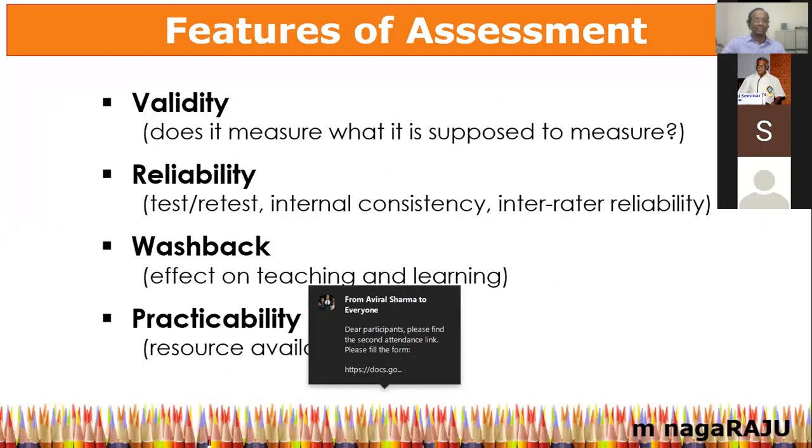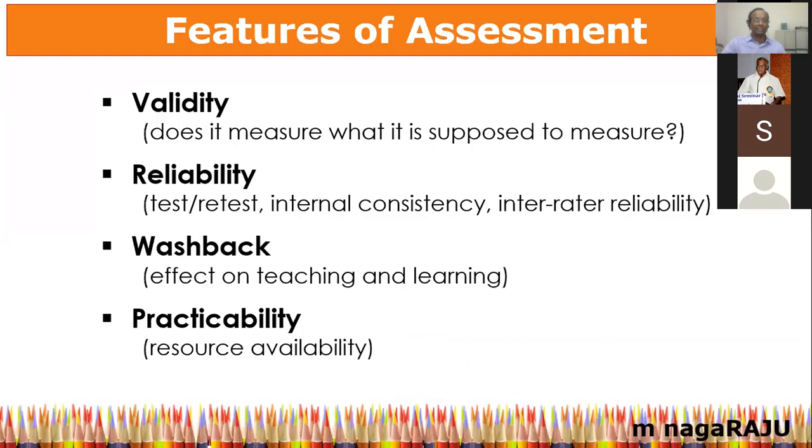What is reliability? Reliability means whoever values that paper, in whatever kind of circumstances that is assessed, internally, externally, inter-rater wise, it must give the same result. Suppose there is an essay, and if I value and I give 7 marks, and if somebody else values that paper and gives 4 marks, there is a lot of disparity between my evaluation and somebody else's evaluation.